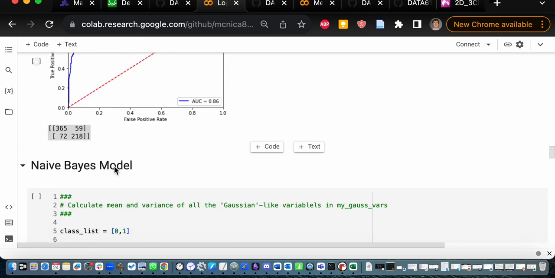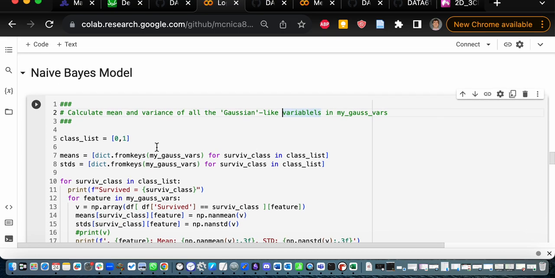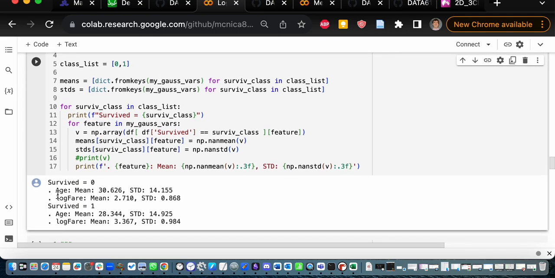Okay, so here's the naive Bayes model. The nice thing about this is you can handle two types of things together. First I'm going to handle all the Gaussian-like variables. There are two Gaussian-like variables: the age and the log fare. These are continuous numbers. How much money you paid for your ticket could be any number. How old you are could be any number. So I calculated their mean and standard deviation, and I treated them as a Gaussian bell curve.